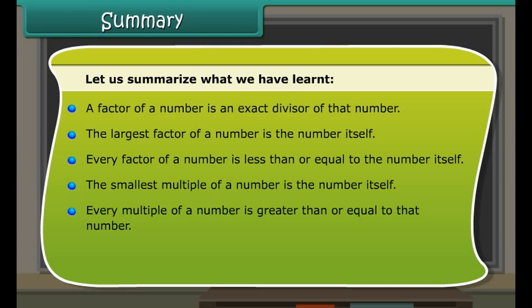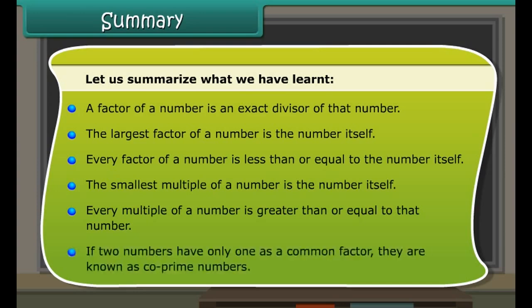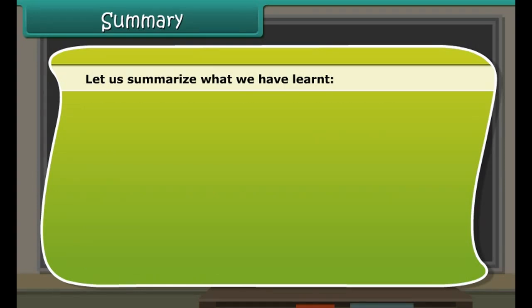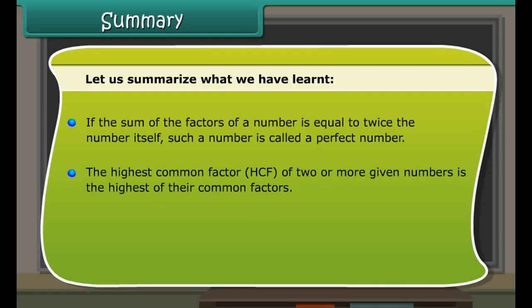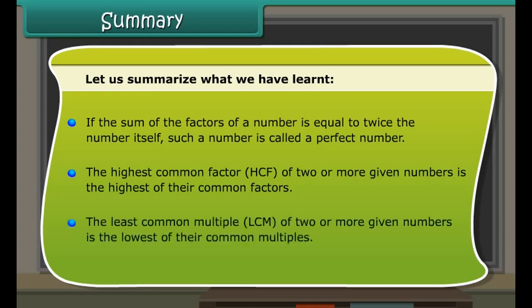If two numbers have only one as a common factor, they are known as co-prime numbers. If the sum of the factors of a number is equal to twice the number itself, such a number is called a perfect number. The highest common factor, HCF, of two or more given numbers is the highest of their common factors. The least common multiple, LCM, of two or more given numbers is the lowest of their common multiples.